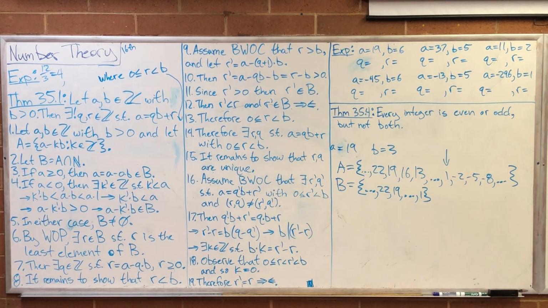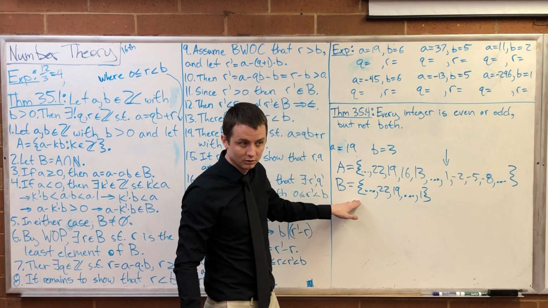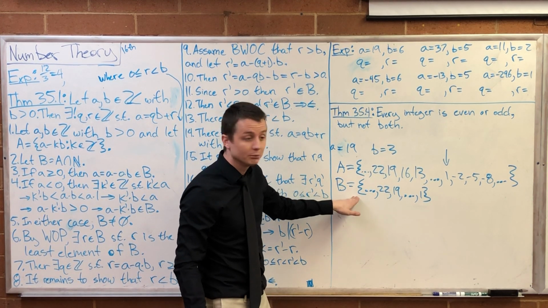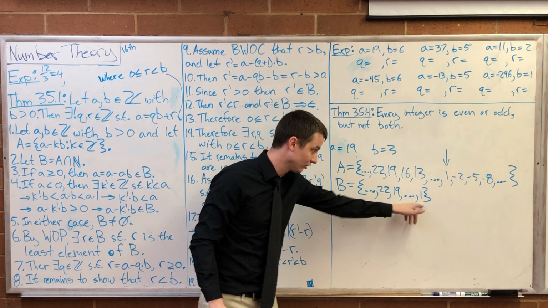Right? B is just A intersects with the natural numbers. So now I know B is a subset of the natural numbers. By the way, by the well-ordering principle, I now know B has a least element, if it's non-empty. So I need to show it's non-empty. If it's not empty, it has a least element, and I'm going to call its least element R.